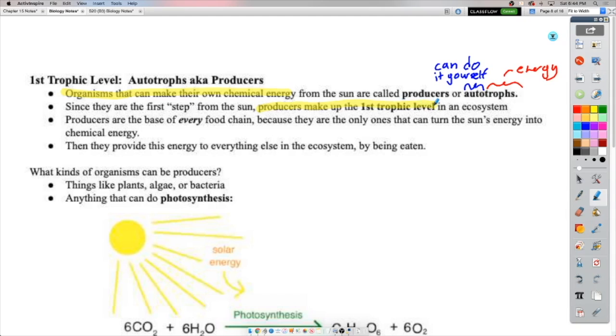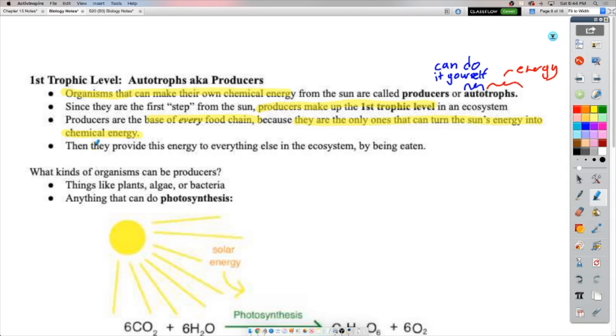Now, producers are at the base of every food chain. You will never have a food chain without producers. Why? They're the only ones that can turn the sun's energy into chemical energy. You cannot do that. You cannot sit outside and get full from the sun. That sun's energy is useless to us. However, producers, autotrophs, can take the sun's energy and turn it into food energy, into glucose.